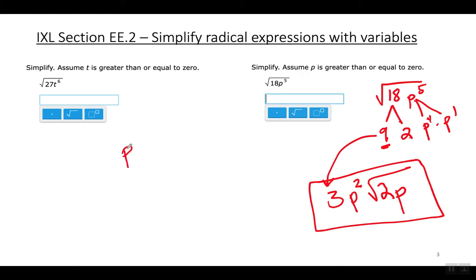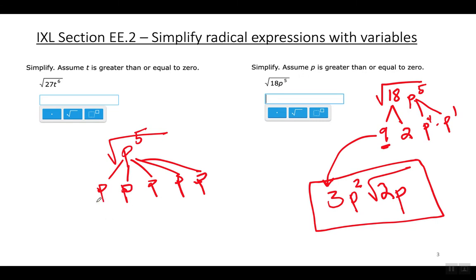For the people that don't see the P part, the square root of P to the 5th power, that means P times P times P times P times P. All right, so again, if it appears twice, that means that it goes outside the radical sign. So these two P's mean one P goes outside.